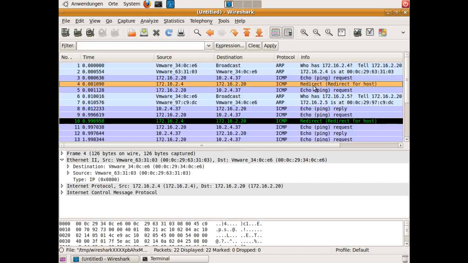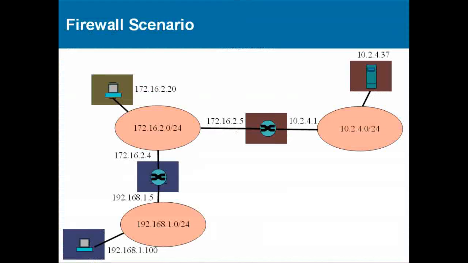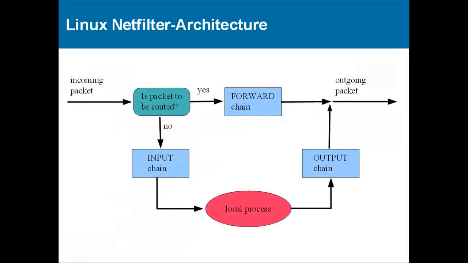So let's move on to the actual packet filtering, and before we do this, I'd like to explain a bit about how packet filtering works under Linux, and for this we are going to take a look at how the network filtering under Linux is architectured. Packet filtering is done under Linux with the so-called netfilter, and this is the Linux netfilter architecture. So how does this work?